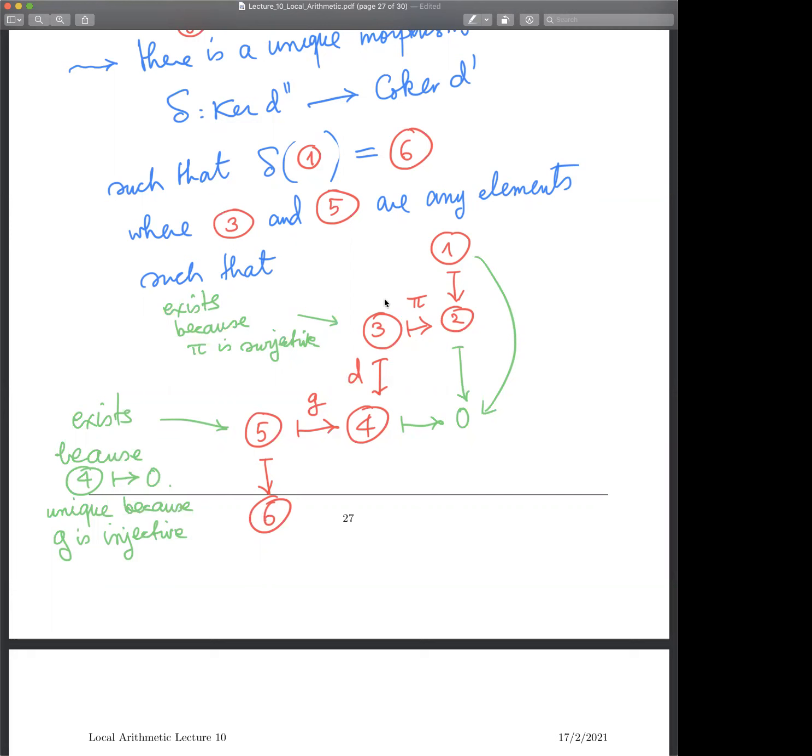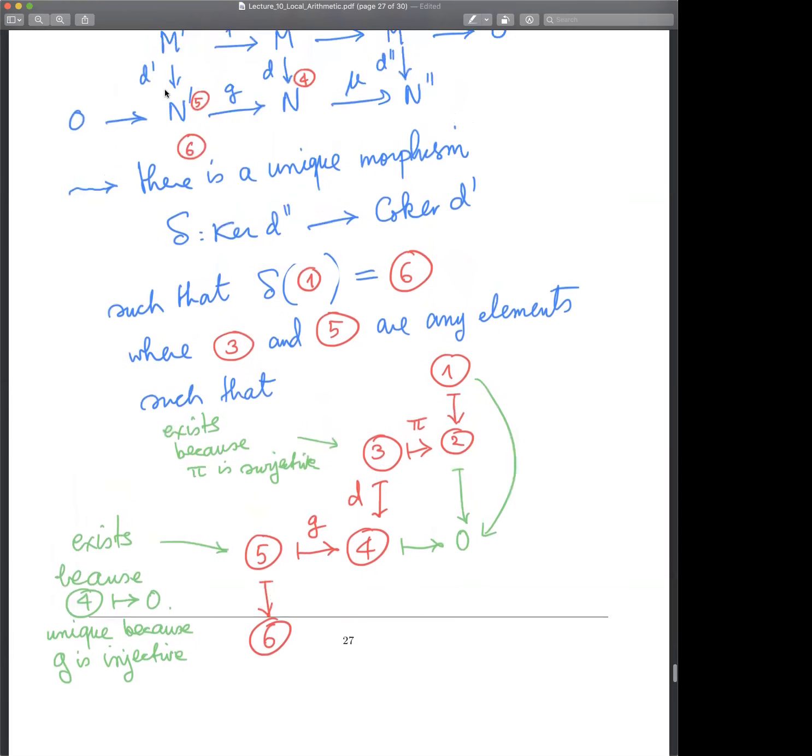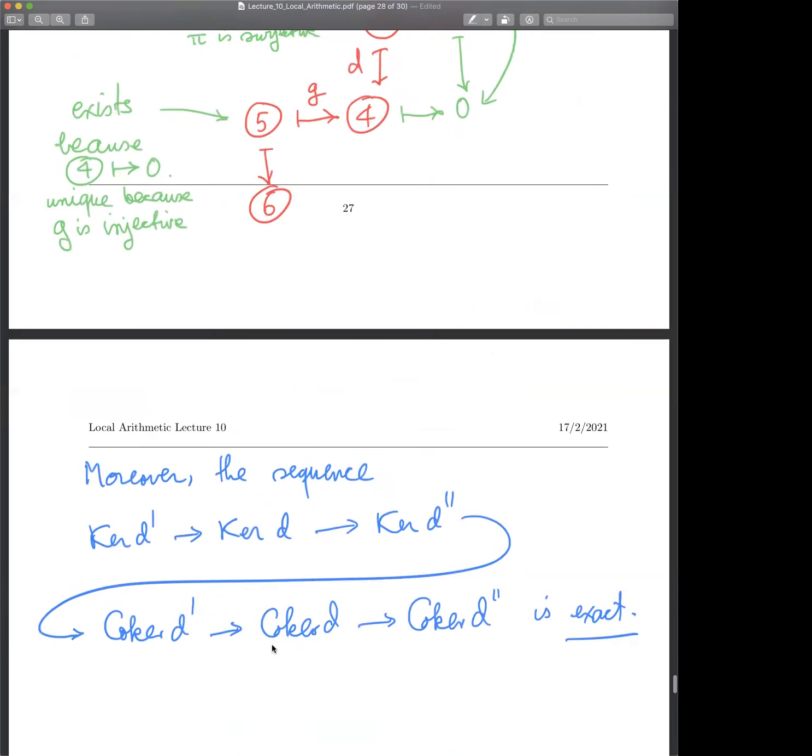The only ambiguity was in the choice of 3. So if I choose a different element 3 prime here, they'll differ by an element omega here, and then 5 and 5 prime will differ by D prime of omega, and therefore they'll have the same image. 6 is going to be equal to 6 prime. That defines the map.